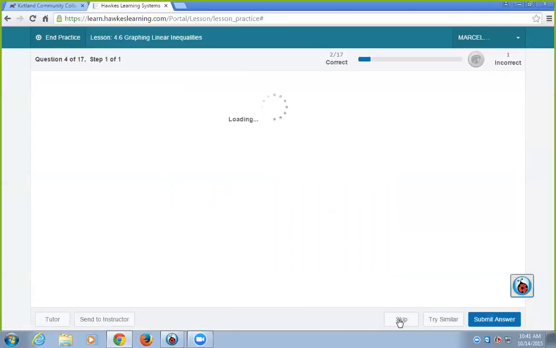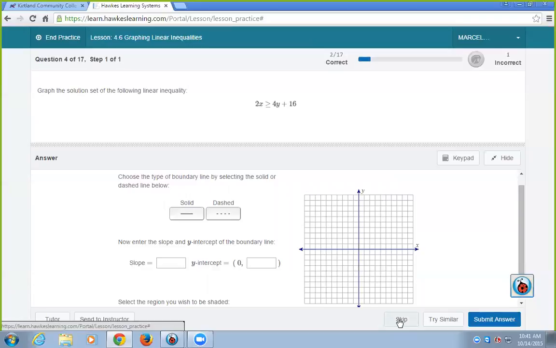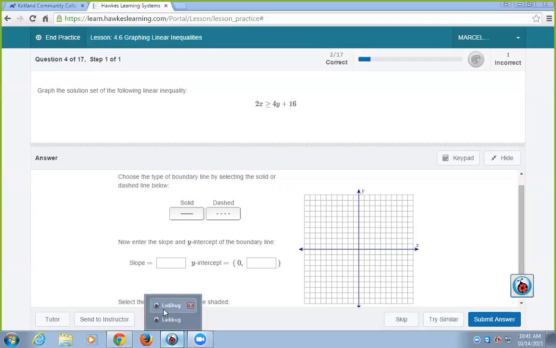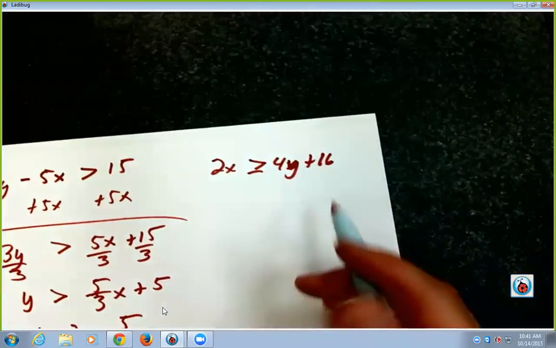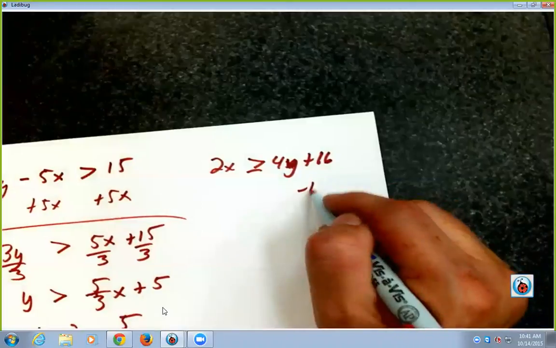And let's see what other kinds of things they throw in here at us. This one, be careful because it's backwards. The y is on the right and the x is on the left. When you move 16 over and divide by 4, let's stick this one over here on paper so I can show you. 2x is greater than or equal to 4x, or 4y, I should say, plus 16. When you do this one, you are going to get y by itself, so I'm going to minus 16.